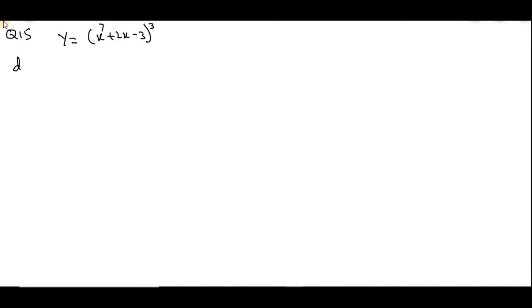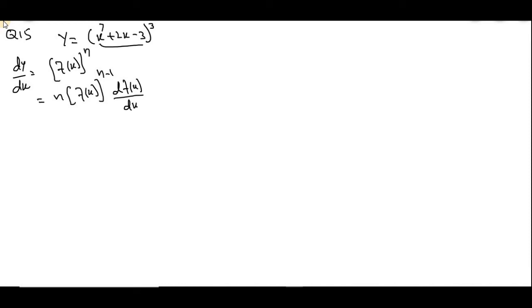In this question number 15, y is equal to x raised to power 7 plus 2x minus 3 whole power 3. We will use the power rule for the function. So dy by dx, and the formula was: f of x whole power n, its differential will be n f of x raised to n minus 1, then the derivative of the given function. Now in this question, f of x is this term and 3 is the n.